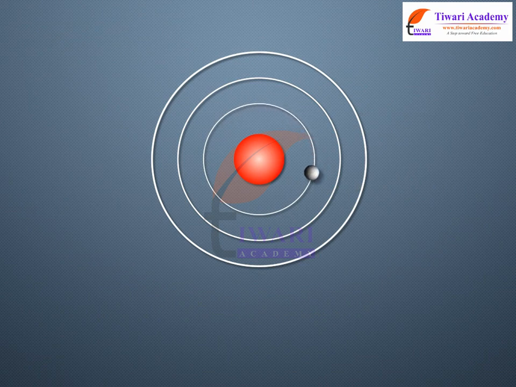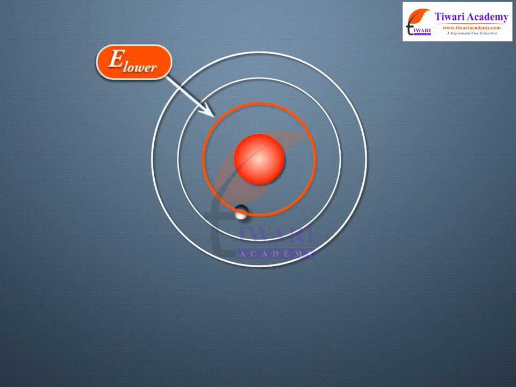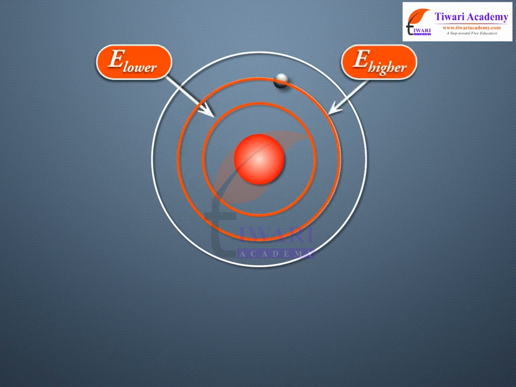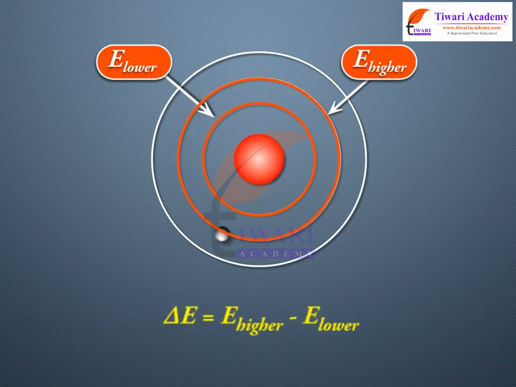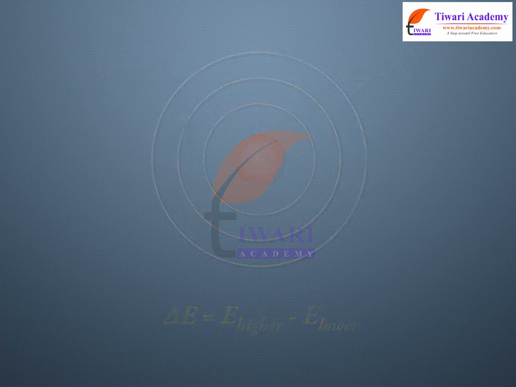Similarly, if an electron present in an atom moves from a lower energy level, E lower, to a level of higher energy, E higher, by absorbing the appropriate energy, the energy absorbed is equal to the difference between the energies of the two energy levels. That is, delta E is equal to E higher minus E lower.